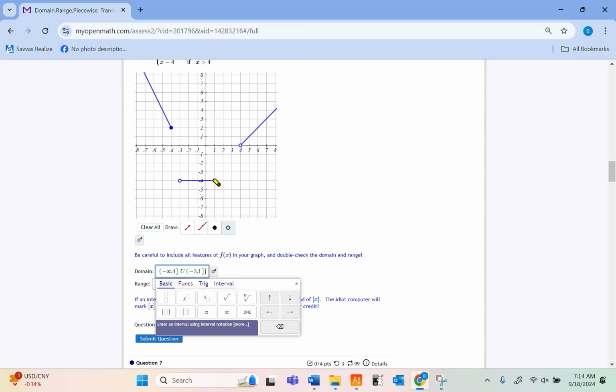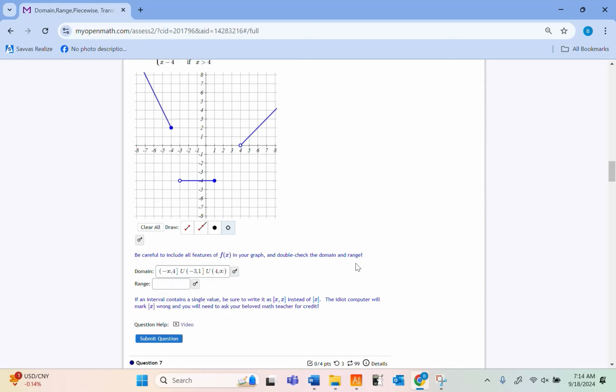And then we have another U, union with 4 to infinity. Parentheses on the 4 because we have the open hole. And then the infinity symbol, also with parentheses. You can just check my answer here real quick because I have the key. Looks like I typed it in right.